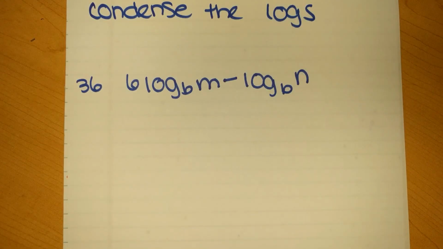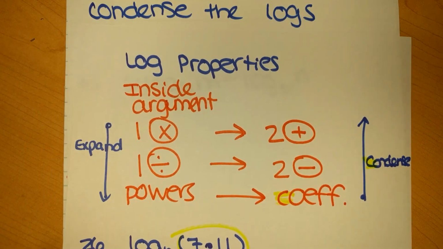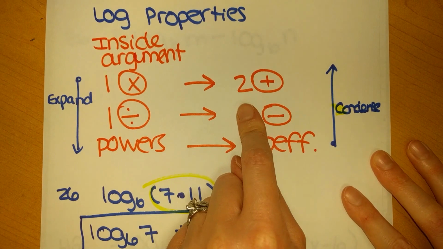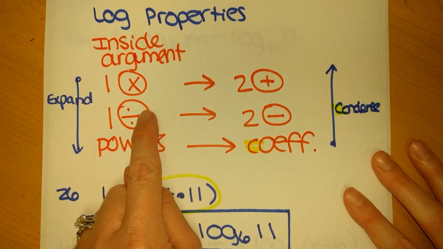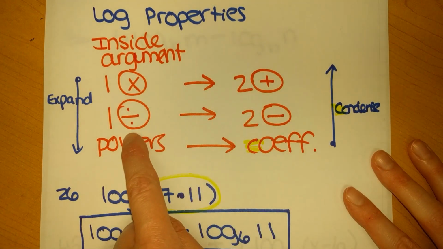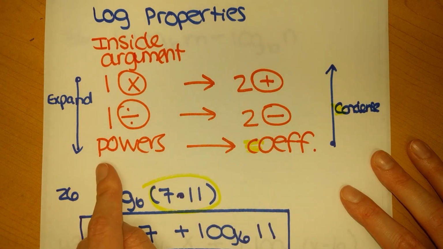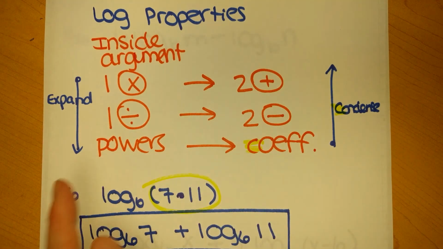All right, so for condensing logarithms, we're going to go the other way around. So we're going to be thinking about 2 logs becoming multiplication inside one argument, 2 logs subtracted becoming division, and our coefficients becoming powers. The thing to remember with condensing, though, is you can't just start with addition to subtraction and all that, or addition to multiplication.